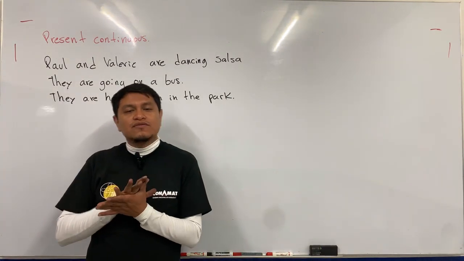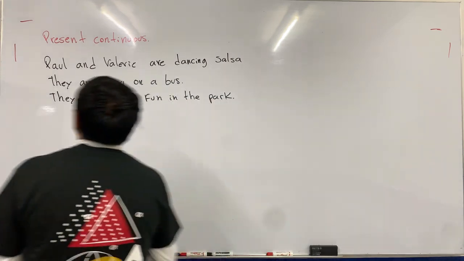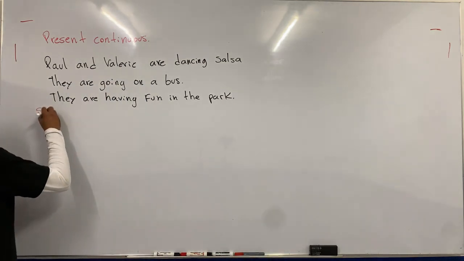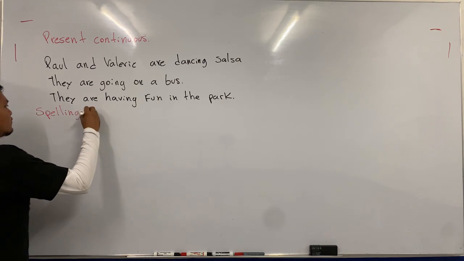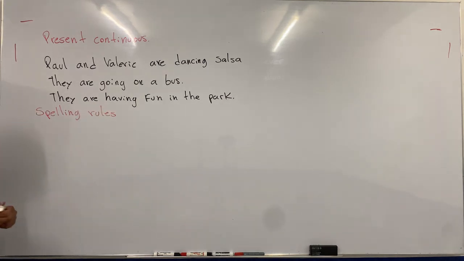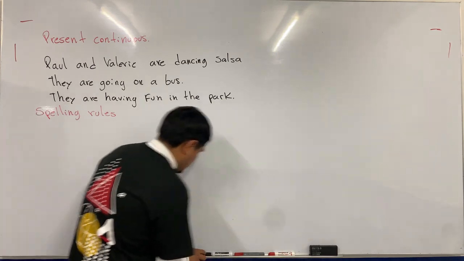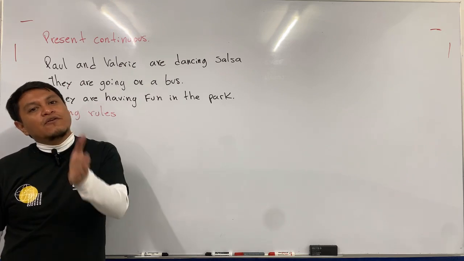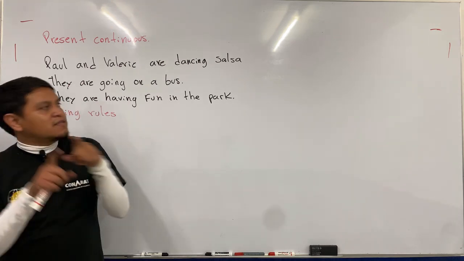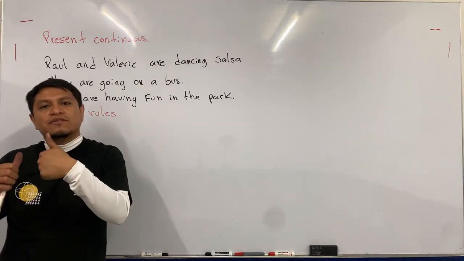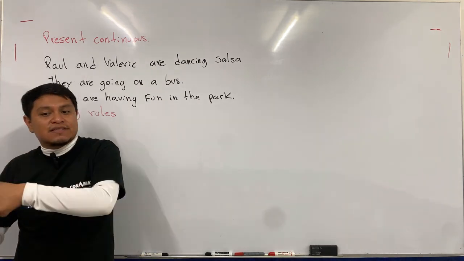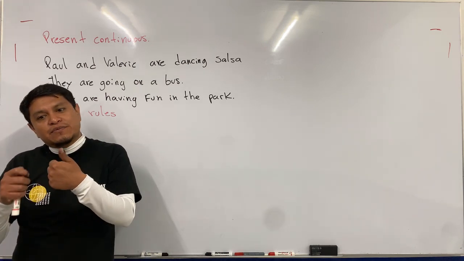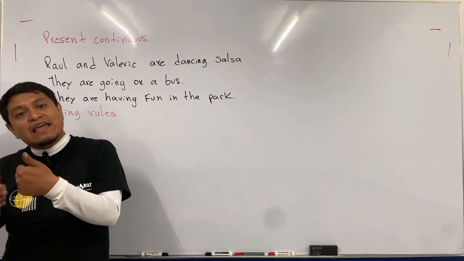The spelling rules for this. Spelling rules. These are the spelling rules for the present continuous with the main verbs of the sentence. With most of the verbs, we have to add the ing ending of the verb.